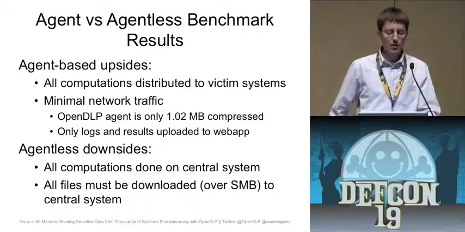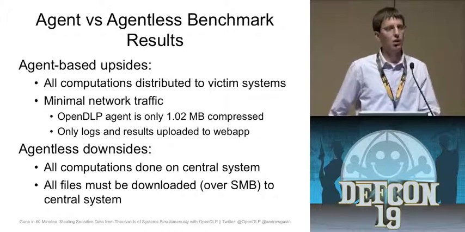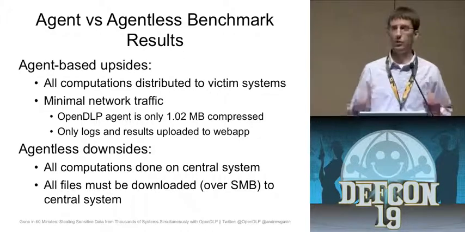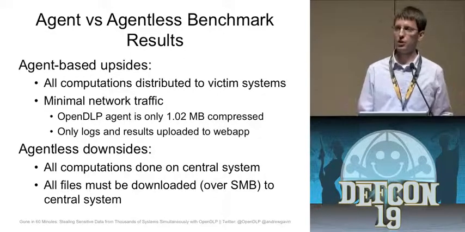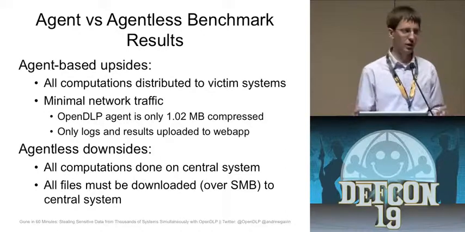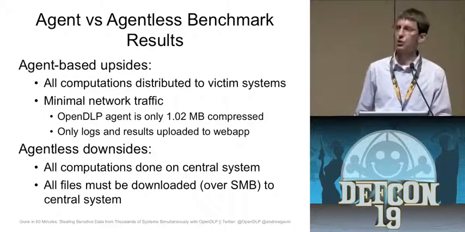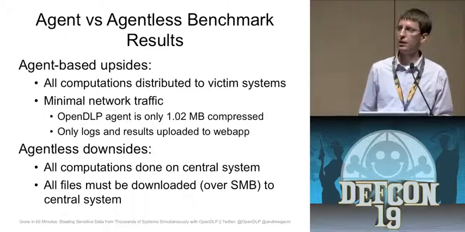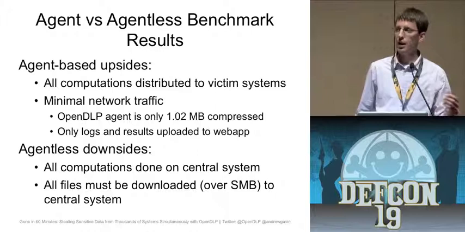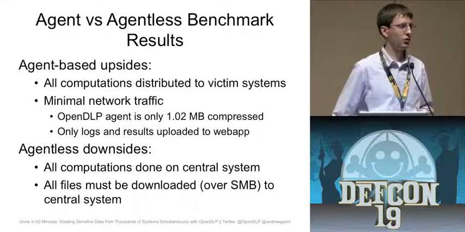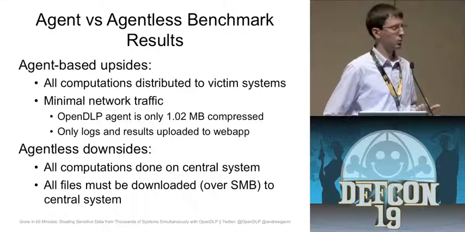The upsides to an agent-based solution are that all the computations are done on those victim systems. It's basically a distributed project. It's like SETI, but instead of searching for aliens, you're owning data. And it also doesn't have much network traffic. It's only sending out about 1 meg initially with the agent, and then every so often it pings back with those results and the log files. So it's really not a whole lot of traffic.